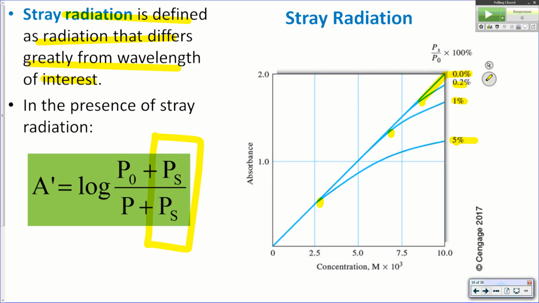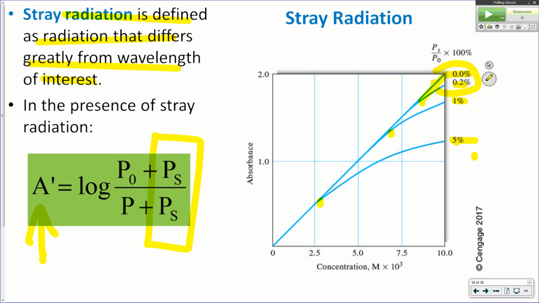So I gave you this formula for stray radiation. It calculates the absorbance that's going to be measured in the presence of stray radiation. And then we look at the deviation from linearity. 1%, not bad. 5%, it loses linearity really quick. So this is where you get what you pay for in an instrument. A high dollar instrument is going to give you less than 0.1% stray radiation.